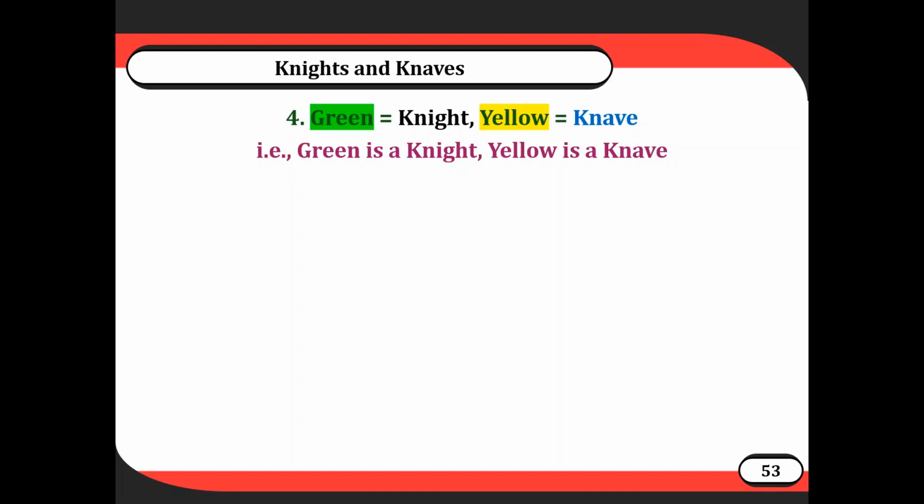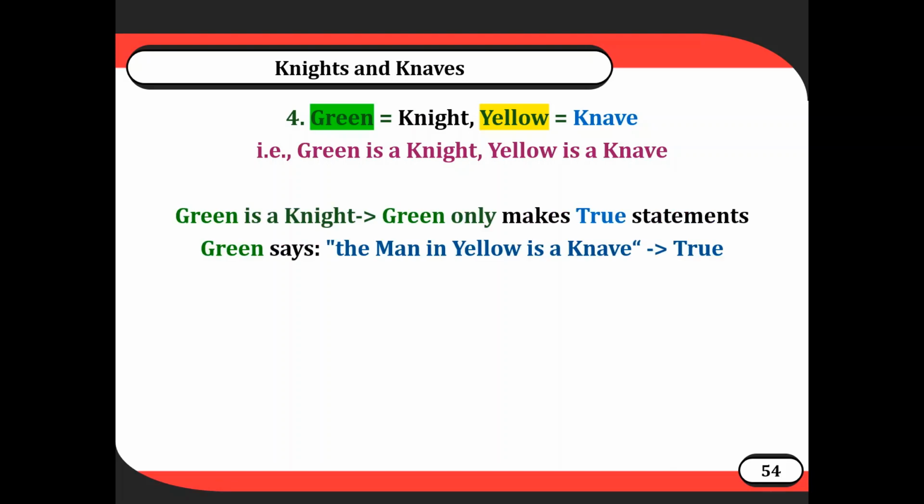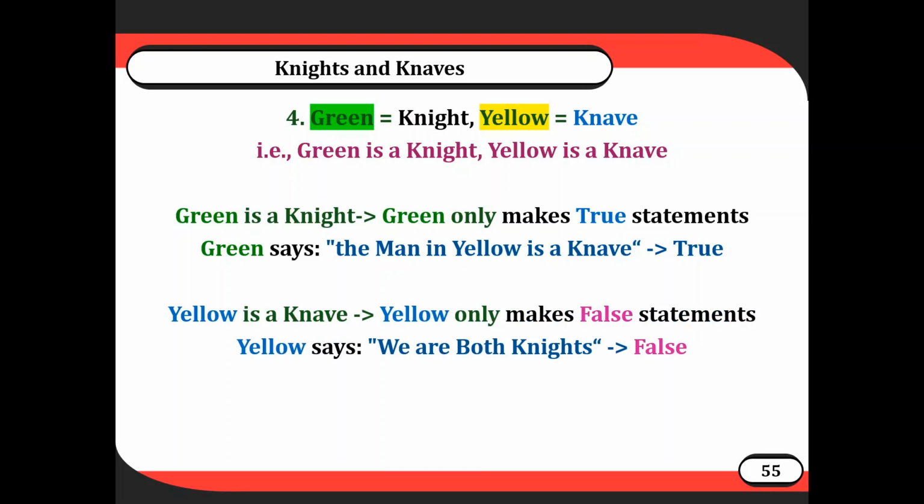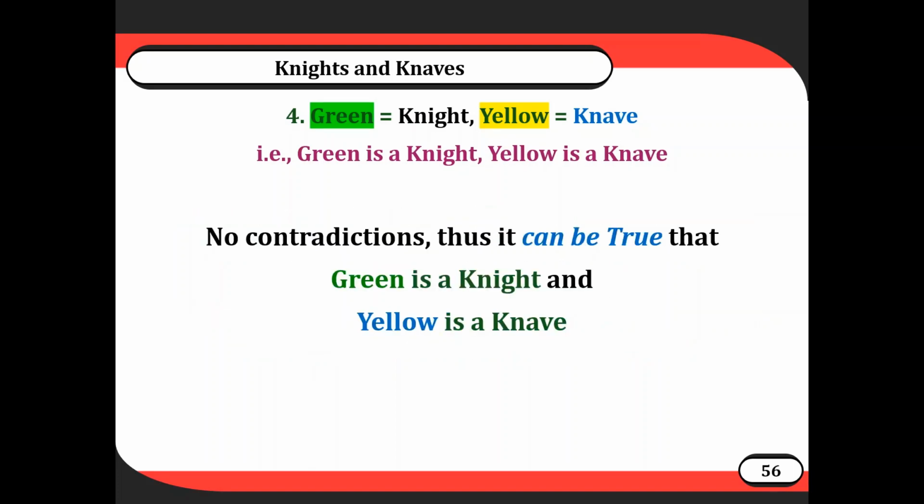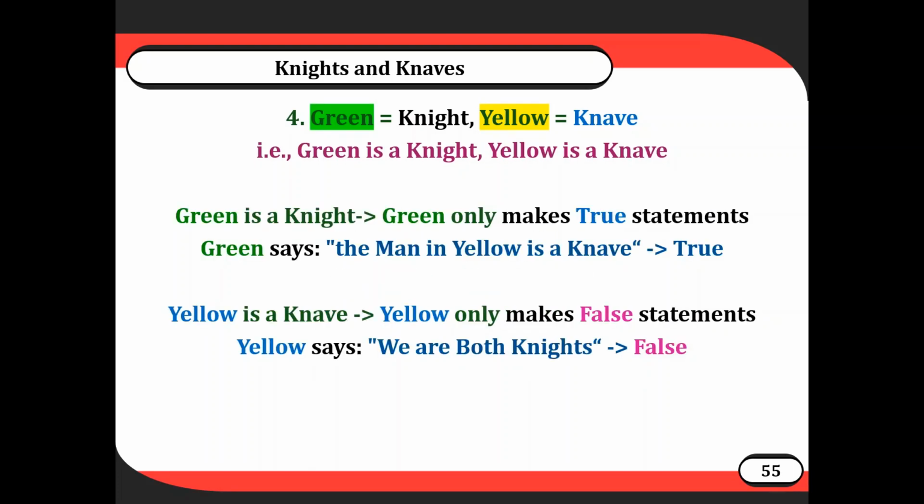So let's look at our fourth case now. Green is a knight and yellow is a knave. So if green is a knight, green only makes true statements. And green said the man in yellow is a knave, which is true. So far so good. If yellow is a knave, yellow only makes false statements. And yellow said, we are both knights. Well, green is a knight, but yellow is not, so we are both knights is false. But that's consistent with yellow's behavior. Yellow is a knave, so yellow is only going to give us false statements.